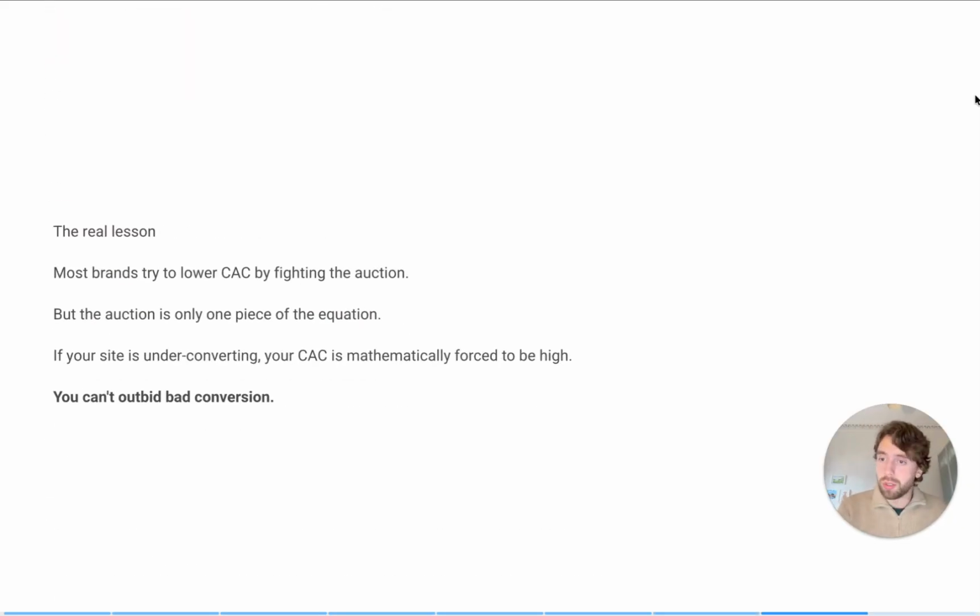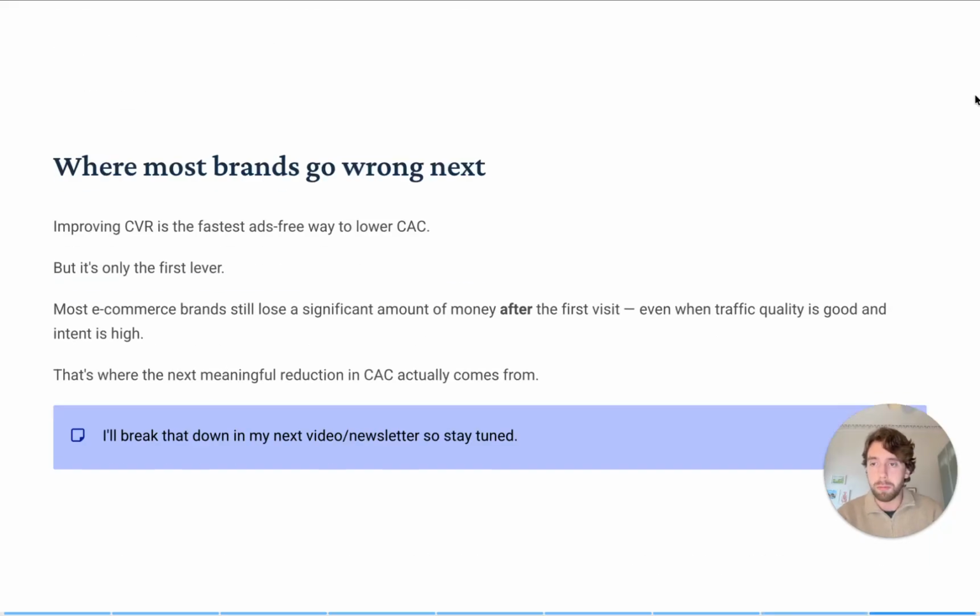So yeah, the real lesson is that most brands try and lower their CAC by fighting the auction, but the auction is only one piece of the equation, and so many brand owners just focus on that one piece when it's not the base of the pyramid, right? It's higher up in the flow of things, right? So if your site's under-converting, your CAC is mathematically forced to be higher, or at least higher than it should be, and it's very difficult to outbid it, right? Especially with ad platforms getting harder, and this is another reason why it's so important. The competition's heating up.